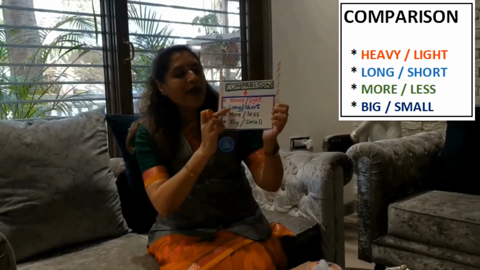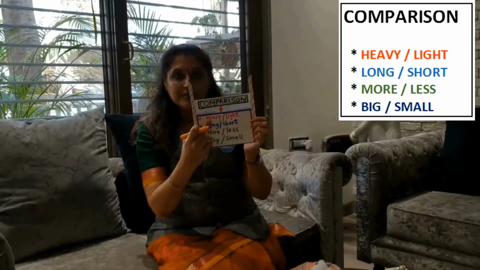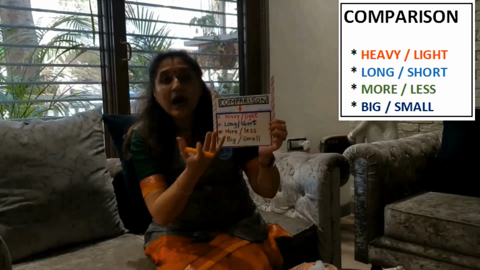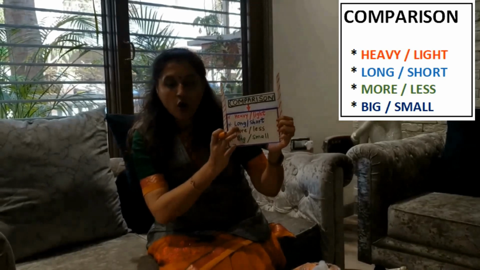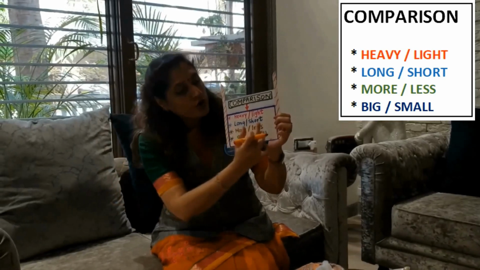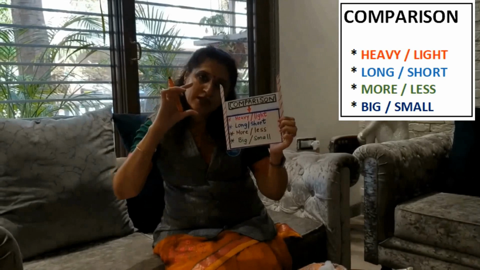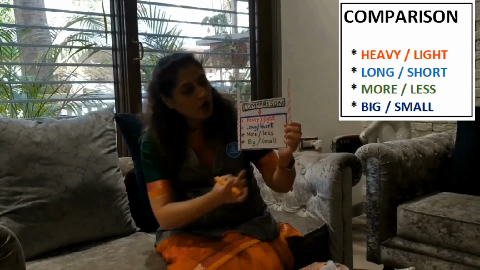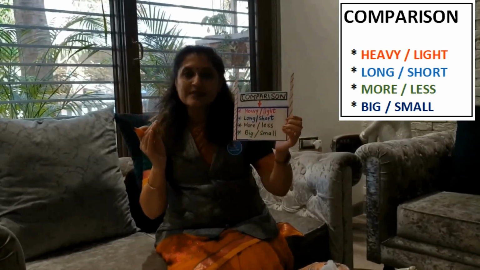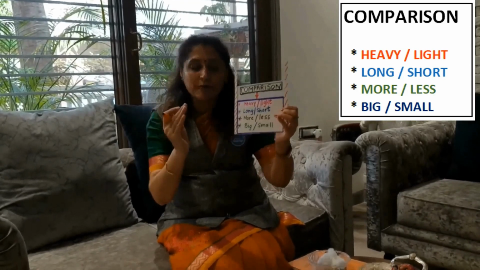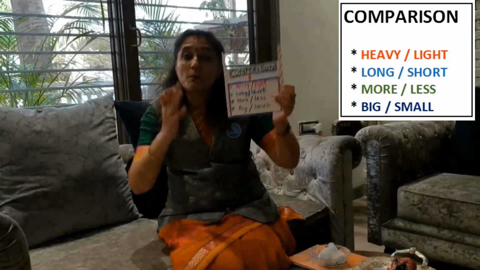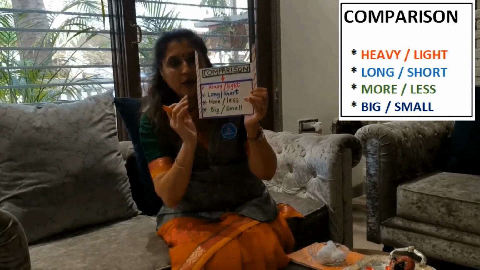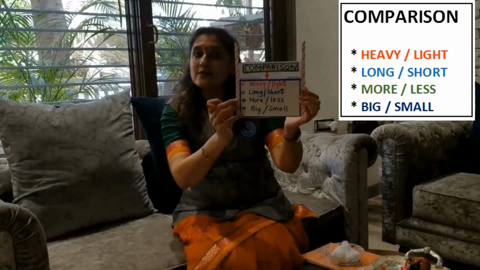Okay. So heavy means बहुत ज़्यादा वजन होना. Light means हल्का. Long means लंबा. Short means छोटा, small in size. More यानी ज़्यादा. Less means less का मतलब होता है कम. Big means बड़ा. And small means very short, छोटा सा. Okay. So these are the comparisons.